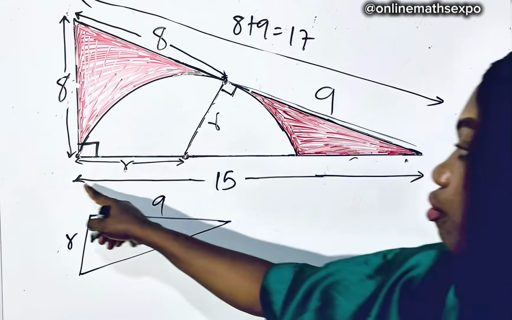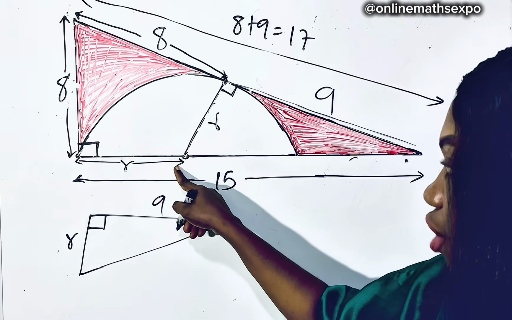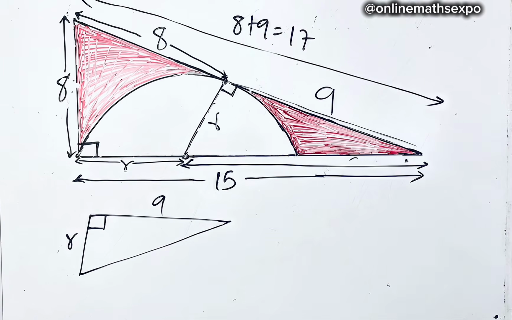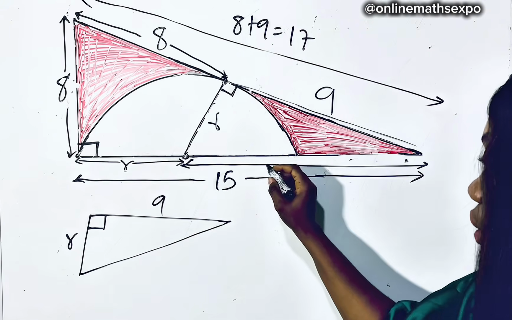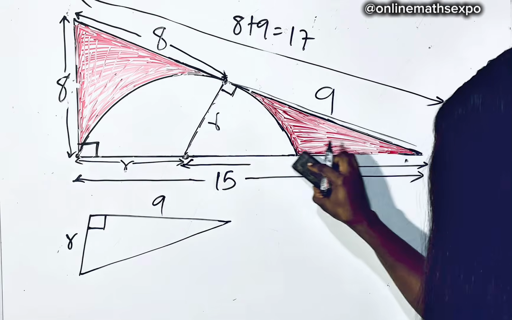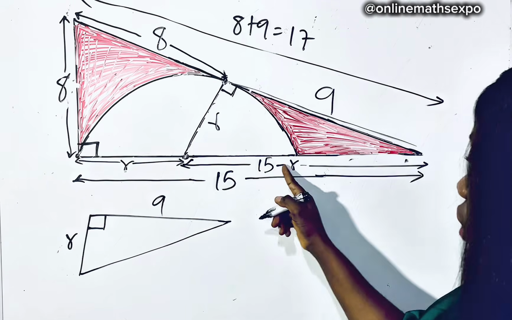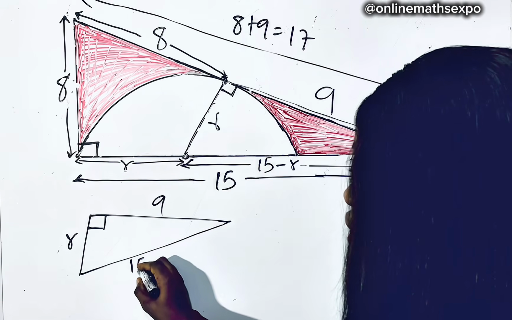Let's go back. From here to here measures 15, and from here to here is our radius. We can get the remaining length. To get the remaining length, just quickly subtract this from 15. So our remaining length will now be 15 minus R, so that when you add these two lengths, it gives you back 15. So here is 15 minus R.